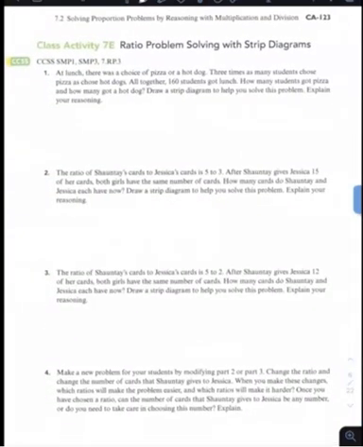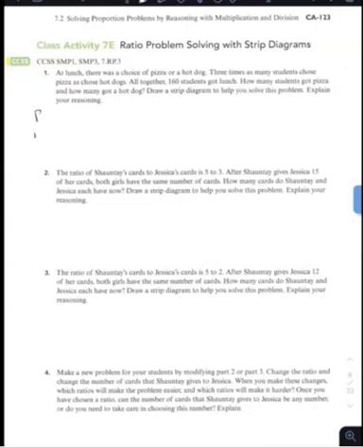Now let's look a little bit more at our strip diagrams and have a little bit more practice. So at lunch, there was a choice of pizza or hot dog. 3 times as many students chose pizza as chose hot dogs. Together, 160 students got lunch. How many students got pizza and how many got a hot dog? Draw a strip diagram to help you solve the problem. So let's see if we have a strip diagram.